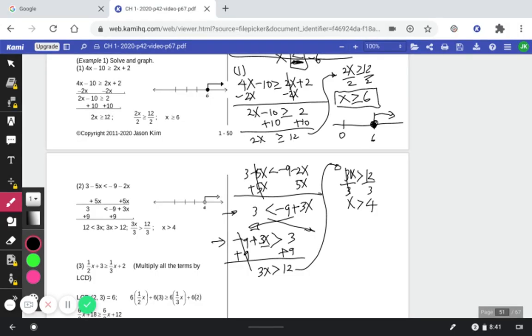Graphing that is finding the critical value, which is 4 in this case. You have to make a decision for either an open circle or closed circle. Right now, I don't have an equal sign under the sign. So it's an open circle. And then the direction would be the right side because bigger is always the right side. So this is how you draw a graph.